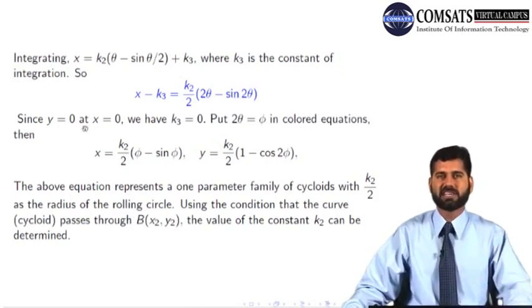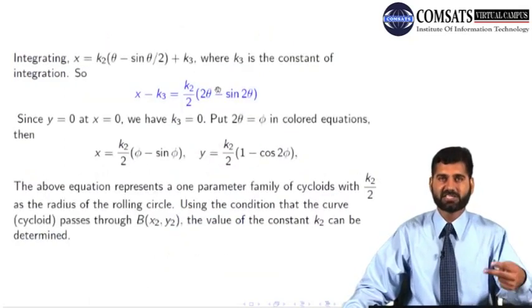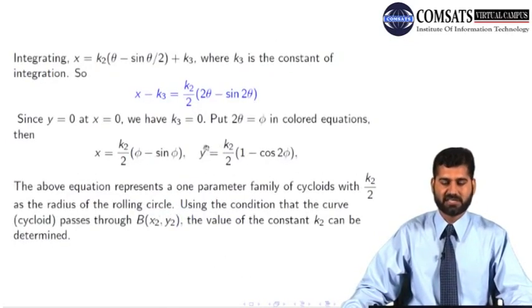Now I have conditions given to me, because I got x and y, and there are two unknown constants, k2 and k3. In these two equations, I have two unknown constants, so I need two conditions. If you remember, we have two conditions here, that y at 0 should be 0 and y at x2 should be y2. So I will use these two conditions.